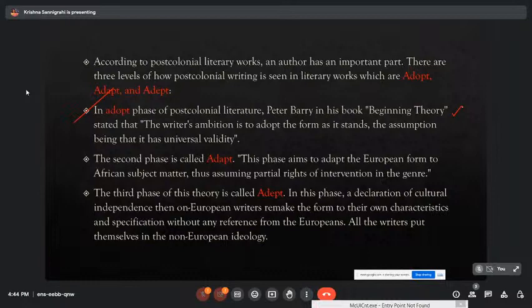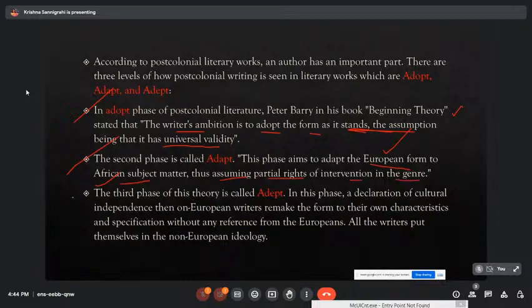So when you go through those examples, your conception regarding each theory is more grounded. So he states that the writer's ambition is to adopt the form as it stands, the assumption being that it has universal validity. The second phase, or the adapt phase, aims to adapt the European form to African subject matter. So the form is European and it is applied to what? It is applied to African subject matter, thus assuming partial rights of intervention in the genre.